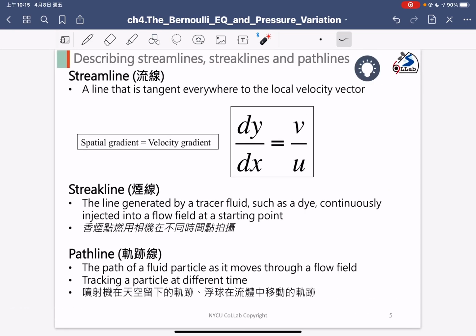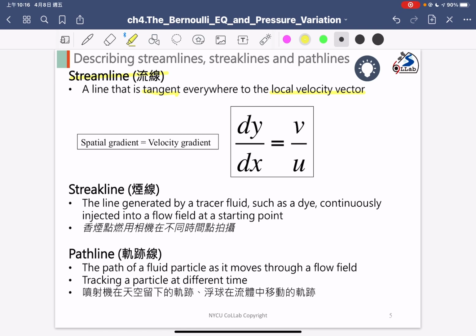Okay, so we move to describe the three lines that will help us to describe the fluid flow. The first one is very important. We call that the stream line. The definition of the stream line is that the line is tangent to the local velocity vector. This is the definition of a stream line.